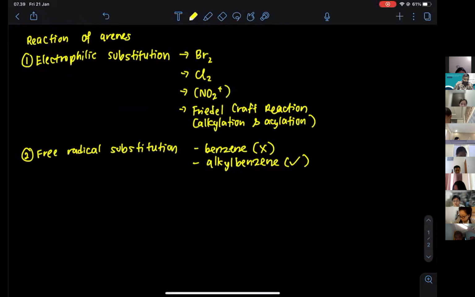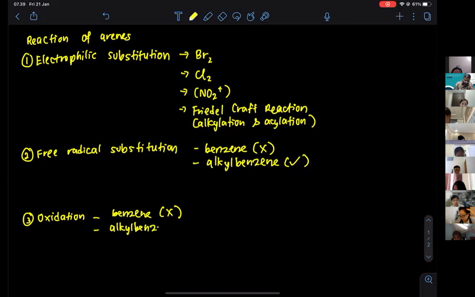So, free radical substitution. Later we'll go one by one. If you move on, we also learned about oxidation. Benzene does not undergo oxidation, do remember that. Benzene, no oxidation. But this one will affect alkyl benzene; alkyl benzene will actually undergo oxidation.